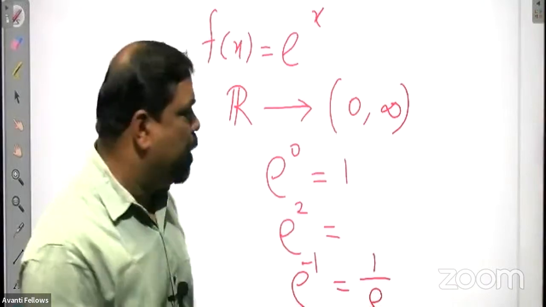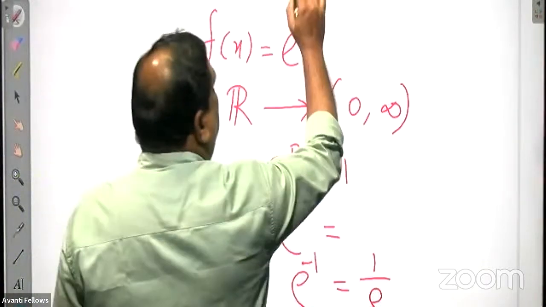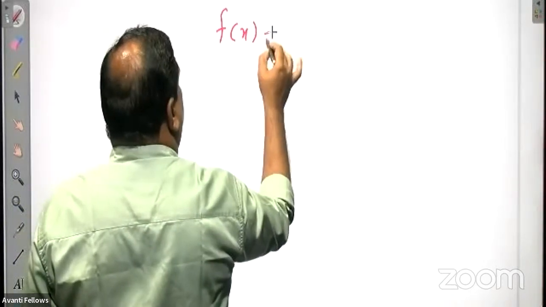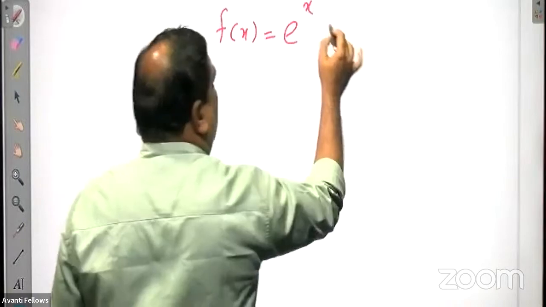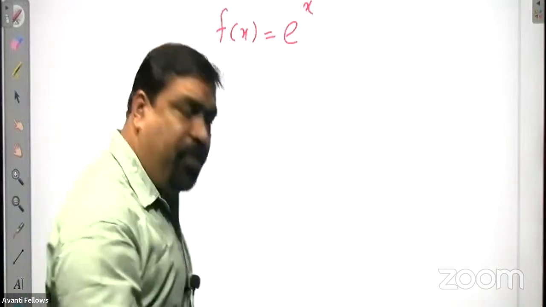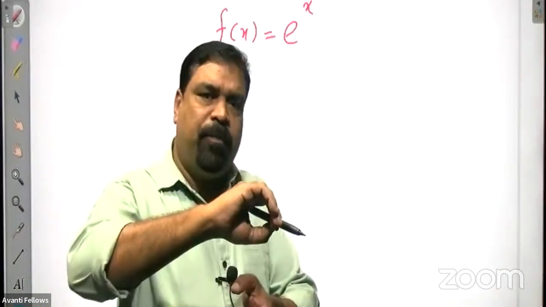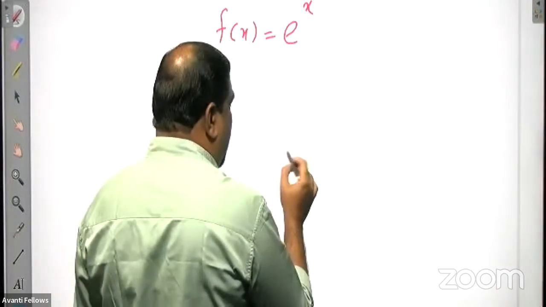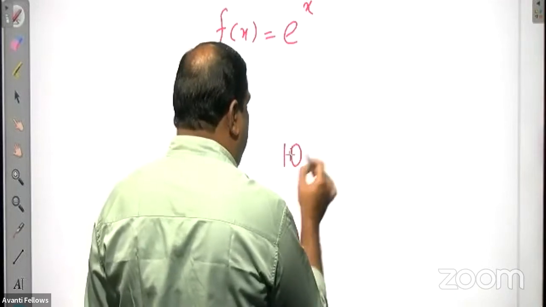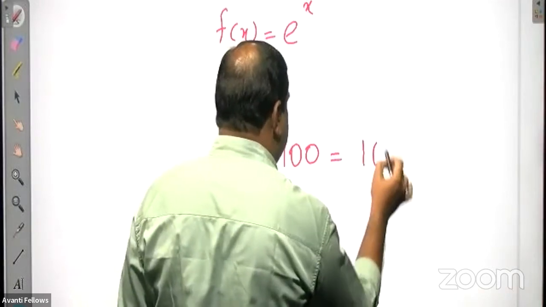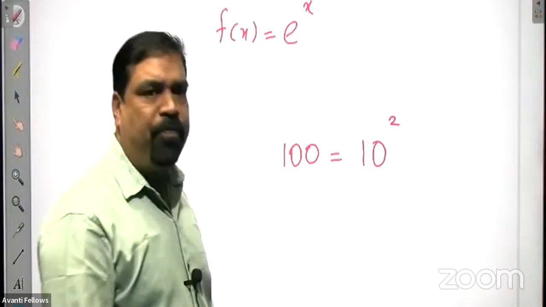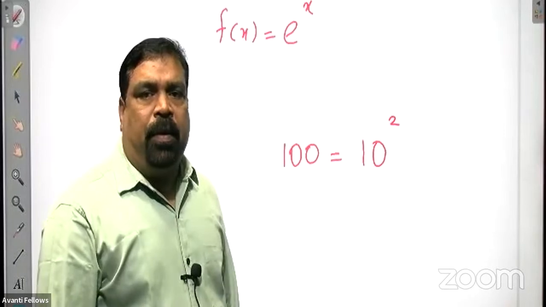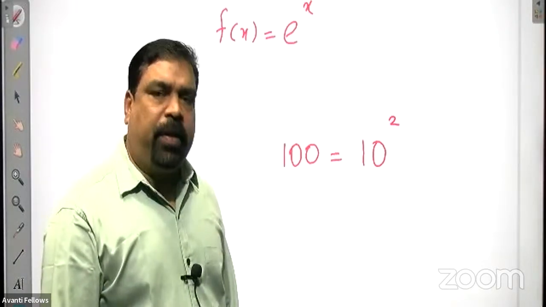Clear? Then comes the logarithmic function. This is the natural exponential function, so definitely we can think about the reverse. For example, if I write 100 is equal to 10 square, this is the exponential form.